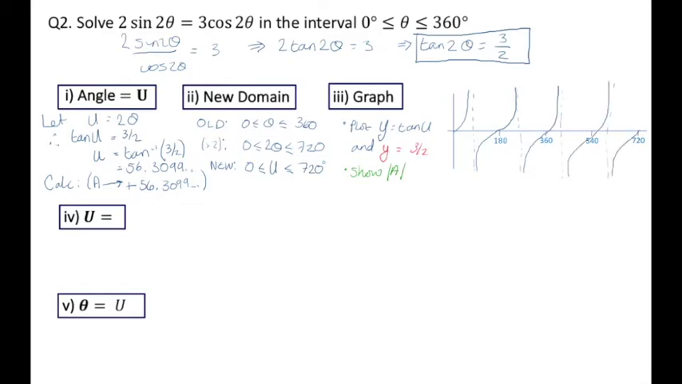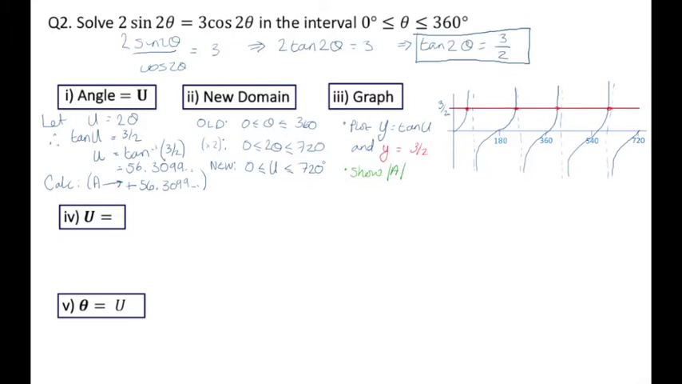Now we have to plot y equals 3 over 2. So 1.5 could be anywhere. Let's say it's about there. That's going to be at 3 over 2. Now we're trying to solve this equation here, so we're looking for the intersection points between this graph and this graph here. So our intersection points are here, here, here, and here.